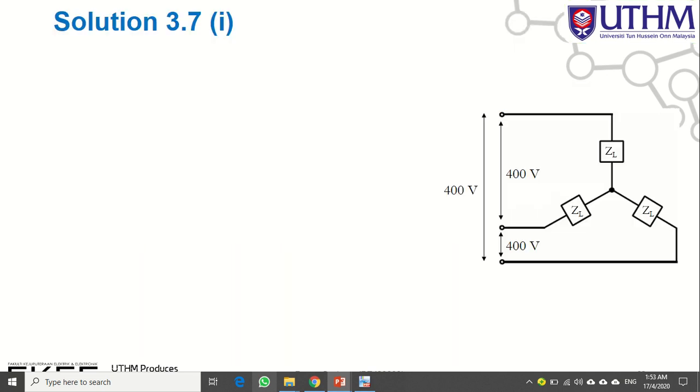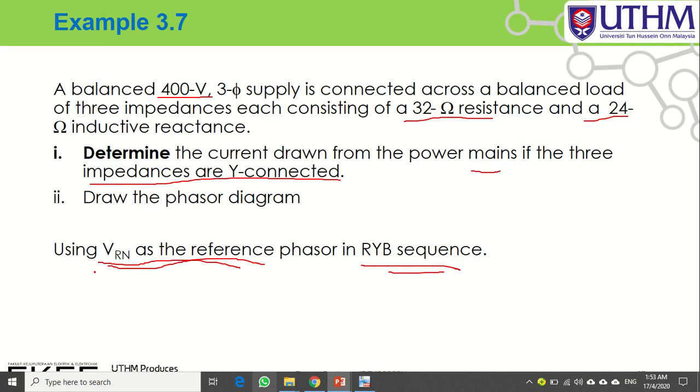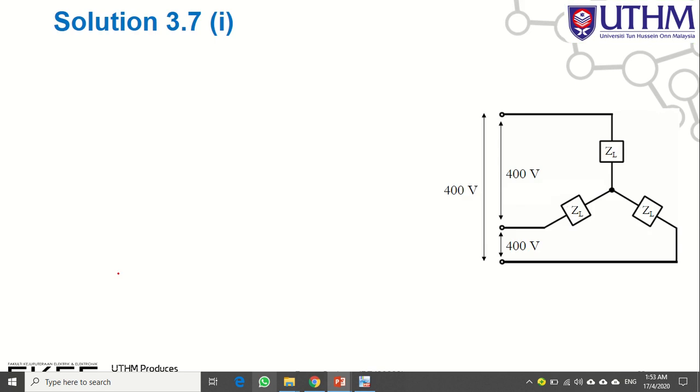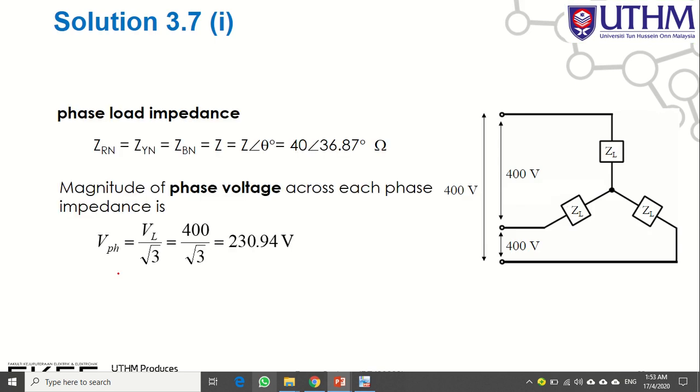So what you need to do is draw all the information in the circuit. You have a ZL, ZL is given. The line voltage is equal to 400, and the reference is VRN, so you need to write the reference voltage. We have a load impedance. In a balanced load, ZRN equal to ZYN equal to ZBN equal to this one. You just convert from the rectangular form in the question to the polar form. Just use your calculator.